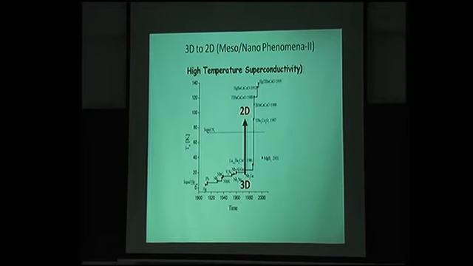The second important milestone in physics and technology is high temperature superconductivity. You can see that here I plotted the transition temperature versus time, with blue for certain materials and black for certain materials.